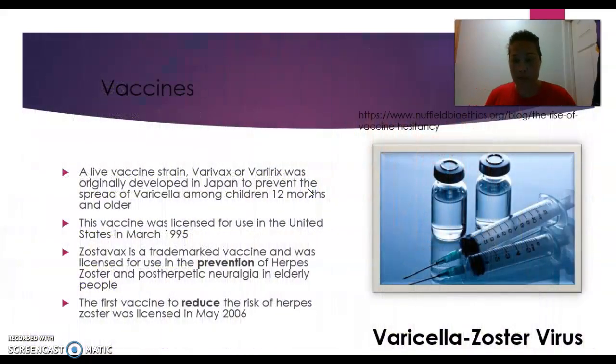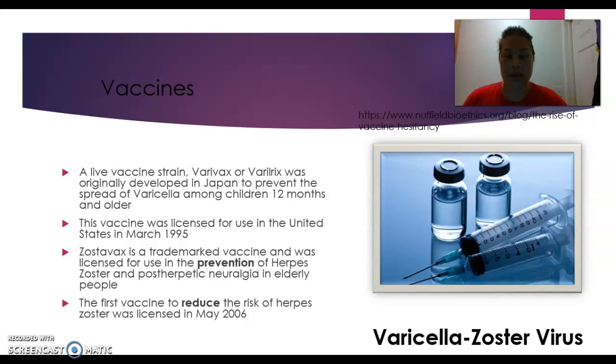So moving on to vaccines. A live vaccine strain, Varivax or Varilrix, was originally developed in Japan to prevent the spread of varicella among children 12 months and older. This vaccine was licensed for use in the United States March of 1995.